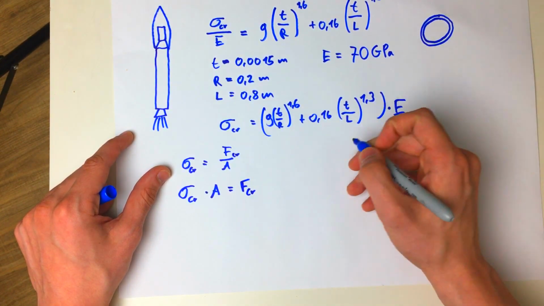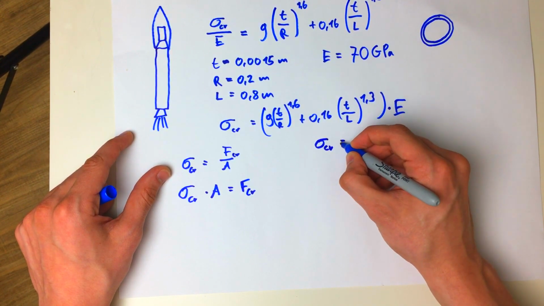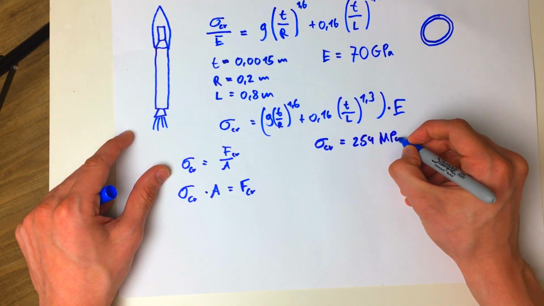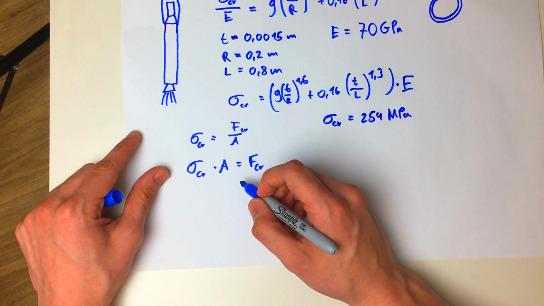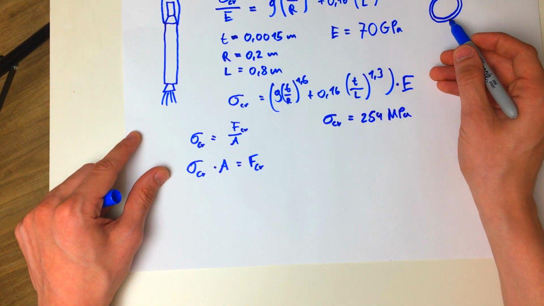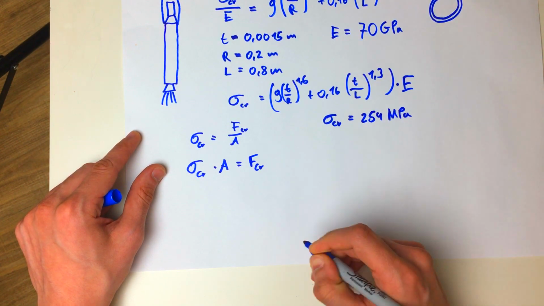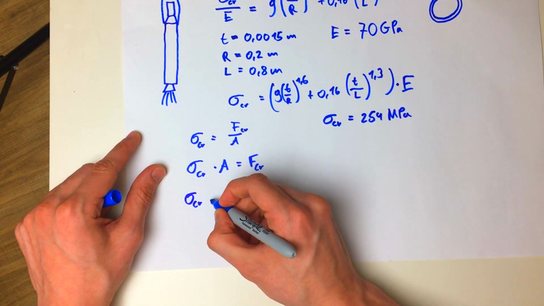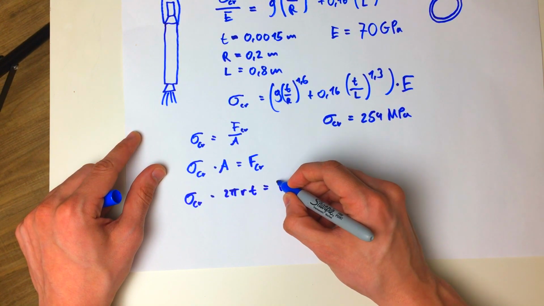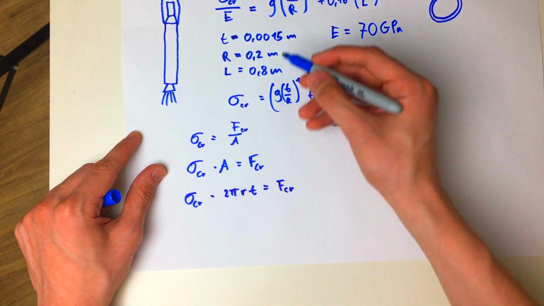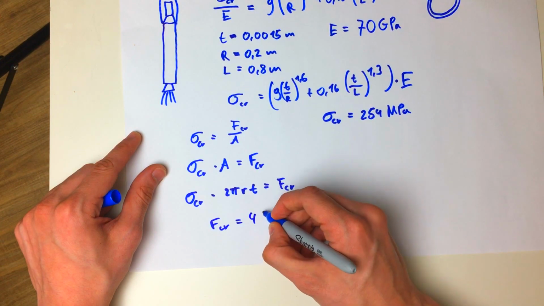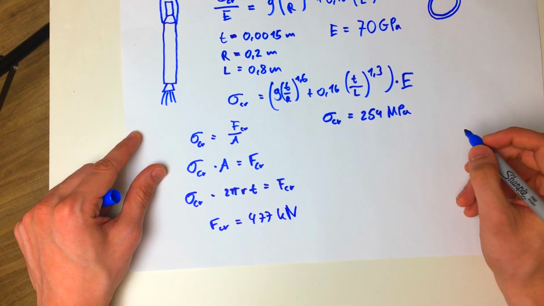So we plug in all the values in this formula, and we get a critical buckling stress of, what was it, 254 megapascal. And for the critical buckling load, we have to also determine the area, but that's quite easy to do. We can use the thin wall approximation for this, and that'll give us 2 pi r times t. Plug in the radius and the thickness, and that'll leave us with a critical buckling load of 477 kilonewtons. And that's it for today.